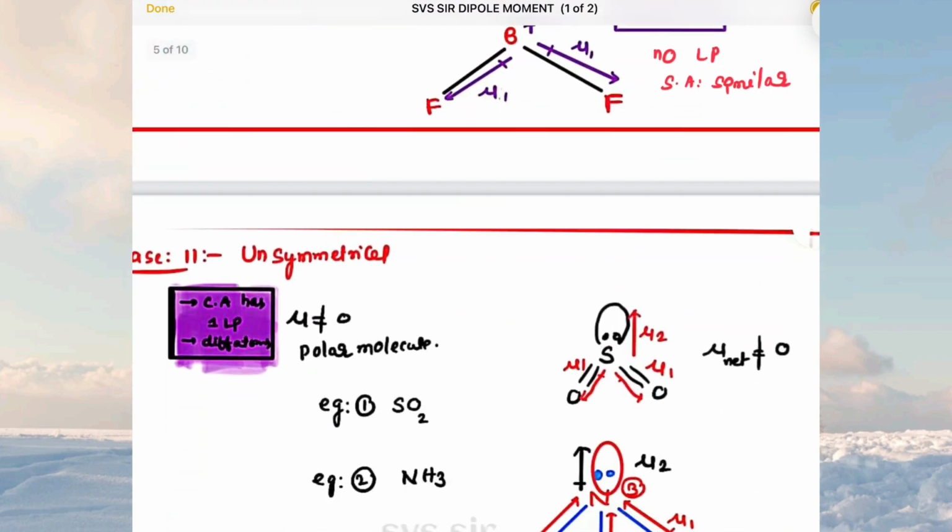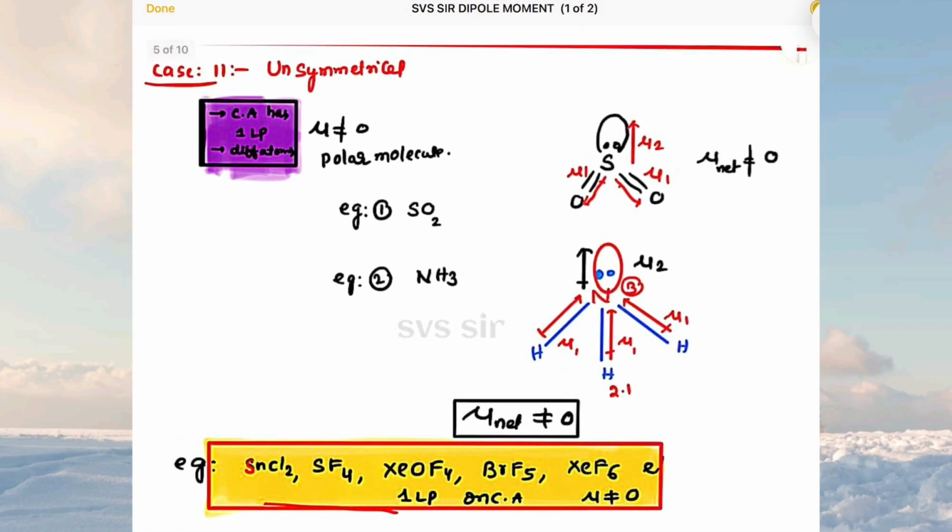Let me take case 2: unsymmetrical. The central atom has a lone pair and different atoms are present. The dipole moment is not equal to 0. Very, very important. Such molecules we are calling polar molecules.